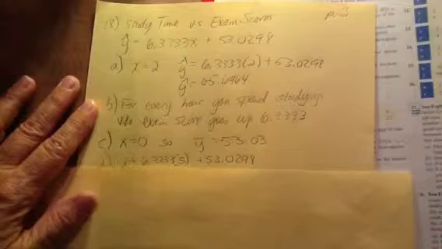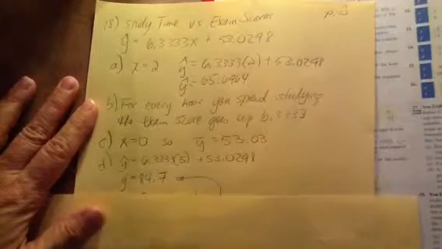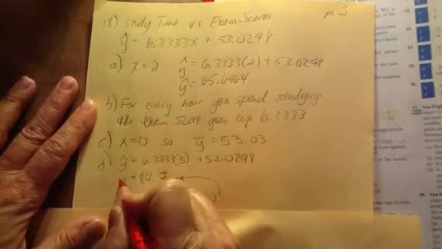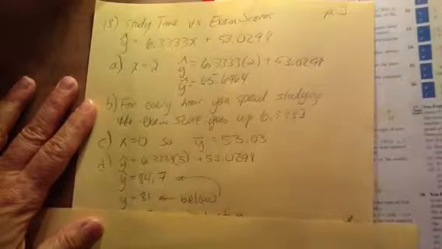Part D says a student who studied 5 hours for the exam got an 81, and then find out what he would have gotten based on the y hat. So what I did here is I plugged in 5 and I got 84.7. He actually got an 81, so he was below that predicted score.